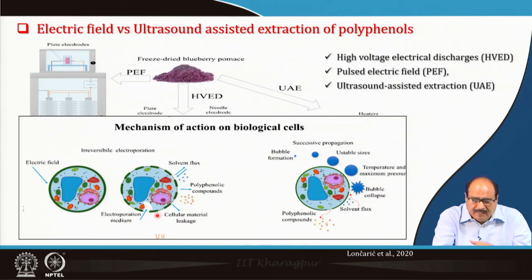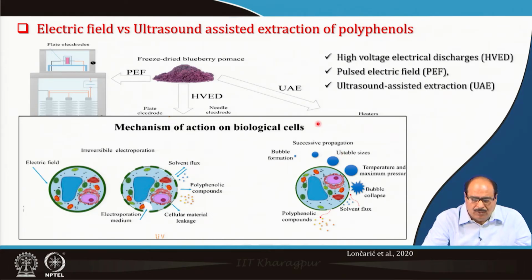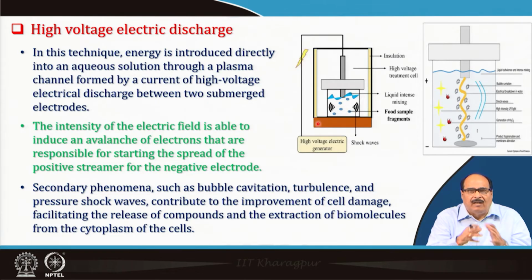The same is the case with ultrasound assisted extraction, where there is successive propagation, that is the bubble size increases, finally reaching maximum temperature and pressure, and then the bubbles collapse. When the bubbles collapse, the solvent can go in and the polyphenol compounds can come out. So these are the ways they facilitate the extraction. And high voltage electric discharge, okay.